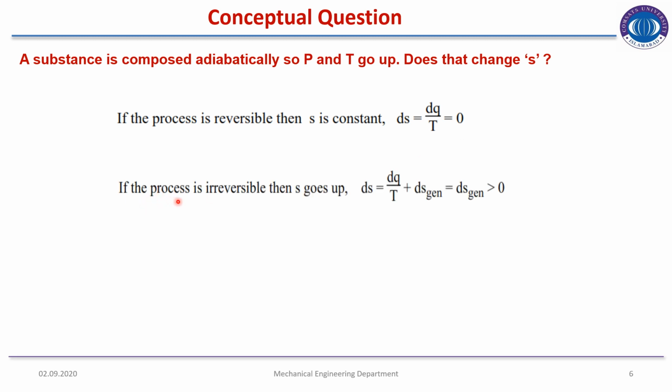And if the process is irreversible, then the relation will be dS is equal to dQ by T plus dS generation. The term dQ will be 0 due to the adiabatic process, and dS will be equal to dS generation. So the entropy generation will be present only due to the irreversibility during the process. Therefore the S universe will increase.